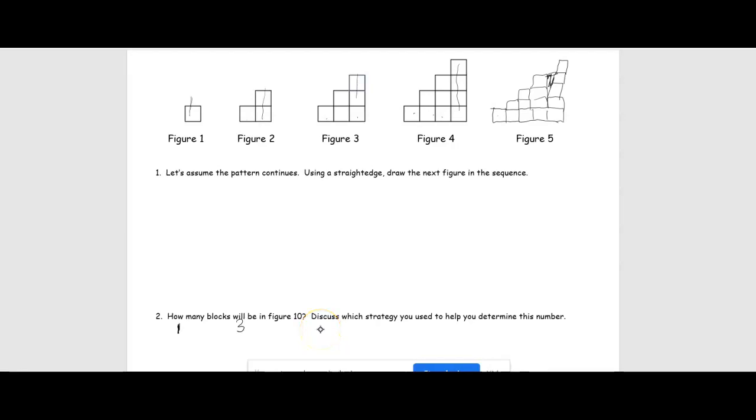Almost forgot, Mr. Kubitz. Figure number 3, we had what, 6 blocks? Then we had 10 blocks. And then in figure number 5, if we did that correctly, we should have had 15 blocks.